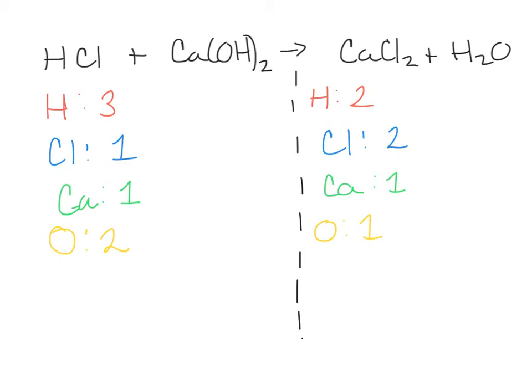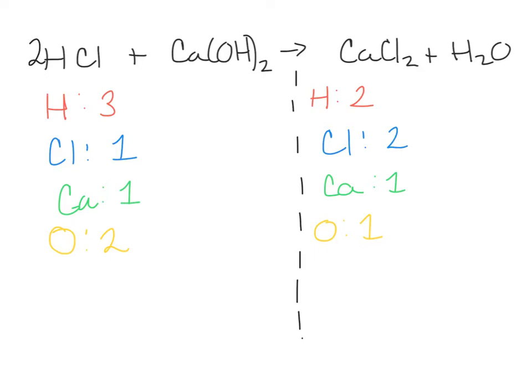So I'm going to hold off on trying to do anything about the hydrogens or the oxygens right now. So taking a look at what I have left, the calciums I noticed were already balanced, so I don't have to do anything with them yet. But when I look at the chlorines, I only have a single one here and I have two over here. So now I'm going to start using coefficients. I need there to be two chlorines on the left, and so I'm going to put a coefficient of 2 in front of my HCl.